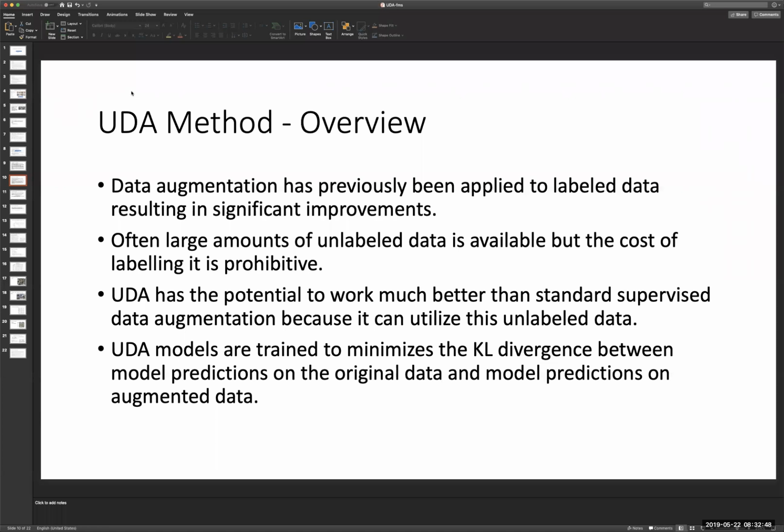And the technique that's used is that UDA models are trained to minimize the KL divergence between model predictions on the original data and model predictions on the augmented data. So we'll look at the equation of this minimization involving the KL divergence, which is a measure of the difference of two probability densities.